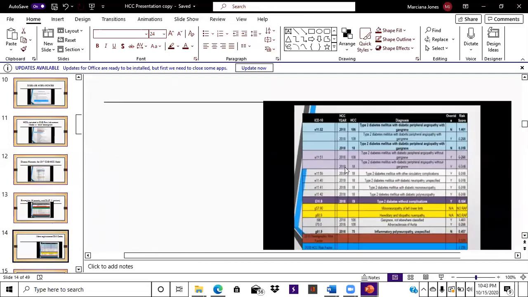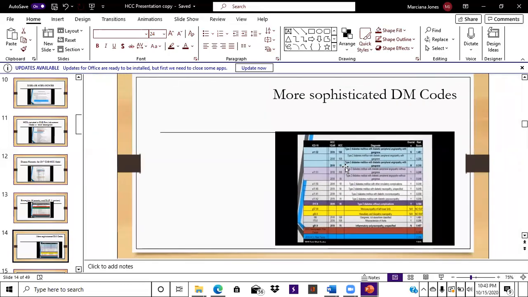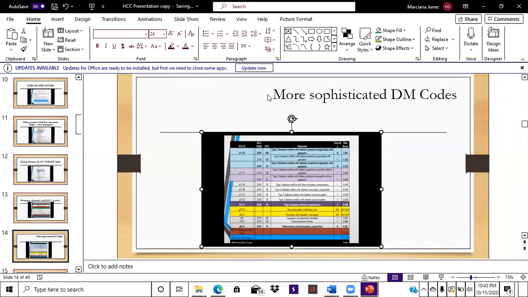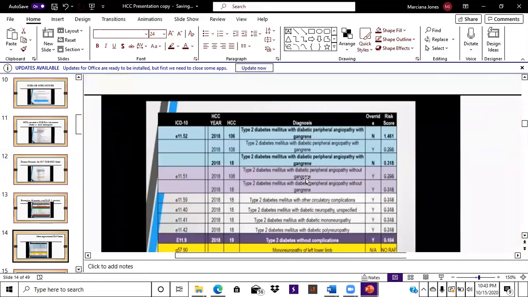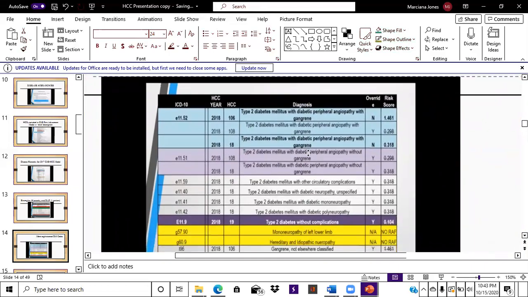Okay. Slide this over for you. So more sophisticated diabetes codes. Let me make it big for you. Here we go. Oh yeah, you can see it. So let me slide it up for you. Oh yeah, this is perfect. So here's more sophisticated codes.